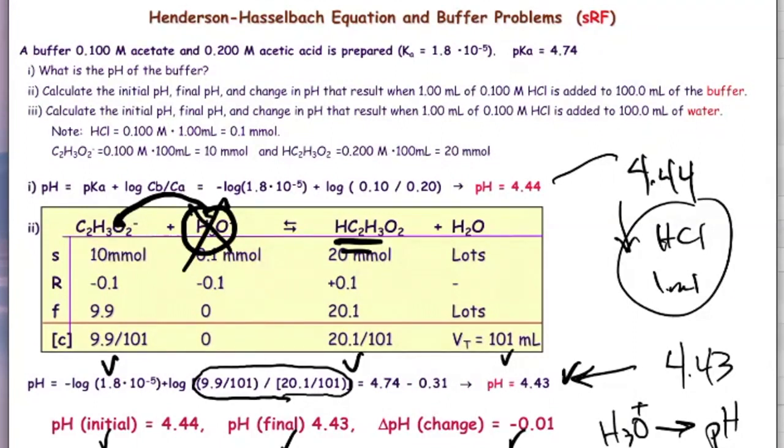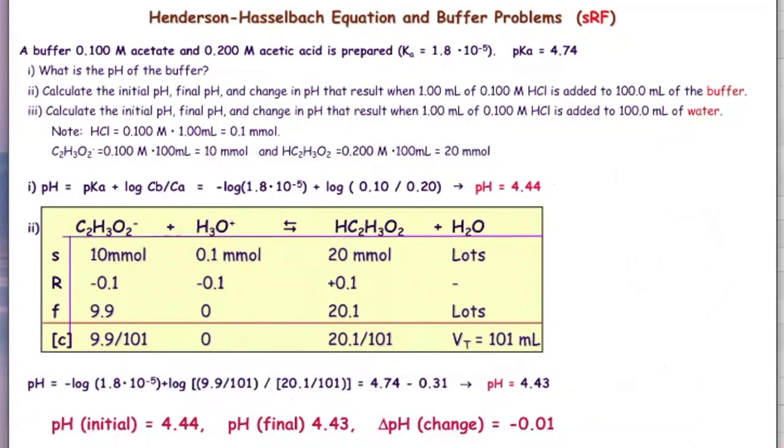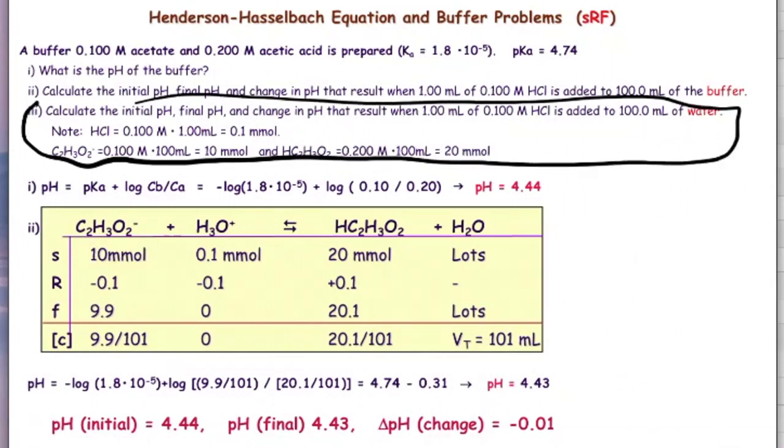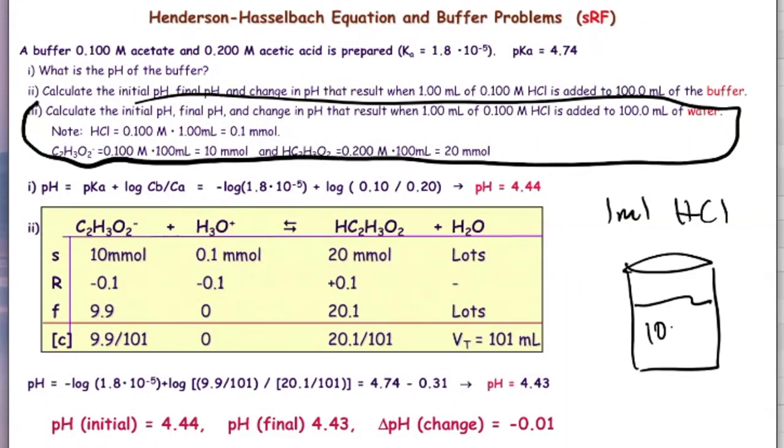So let me go ahead and talk to you about this part right here. Suppose I don't have a buffer solution. Suppose I just take 1 milliliter of hydrochloric acid and I put it into this water that's 100 milliliters, and it's not a buffer, it's just plain water. The question is, what is the pH of that water initially? Well, if it's pure water, the pH is 7.